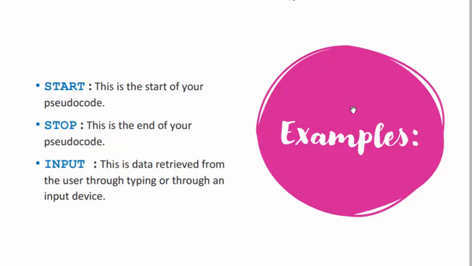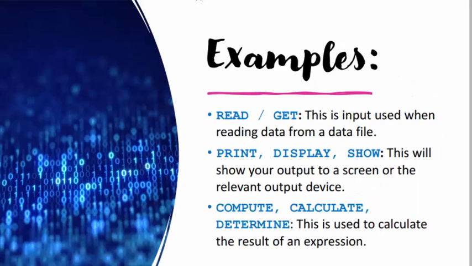Examples of our keywords are the following. We have START, and this is the start of your pseudocode. STOP is the end of your pseudocode. INPUT is the data retrieved from the user through typing or through an input device. We also have READ and GET, and this is used when reading the data from a file or a data file.